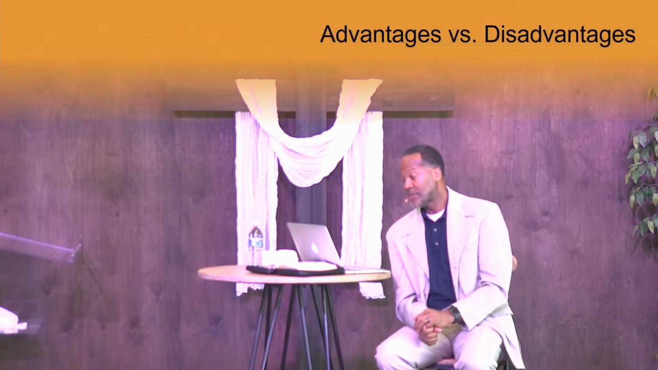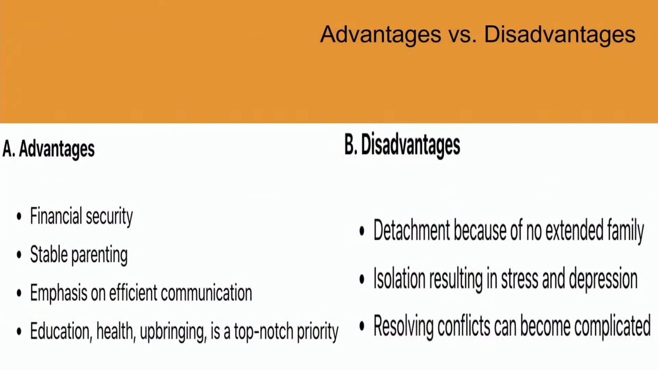The advantages and the disadvantages are seen here, and then we want to give opportunity for people to share in their comments concerning these advantages and disadvantages. And maybe it's an advantage that's listed here that you may be familiar with that's not listed, or even a disadvantage. Let's go there. So the advantage, financial security, because you have the two incomes coming in. Stable parenting. Sister Connie, that's when both parents are able to work together in the training and the development of the children. Emphasis on efficient communication.